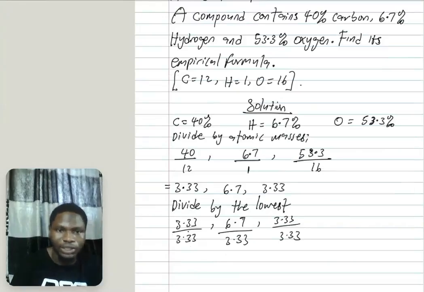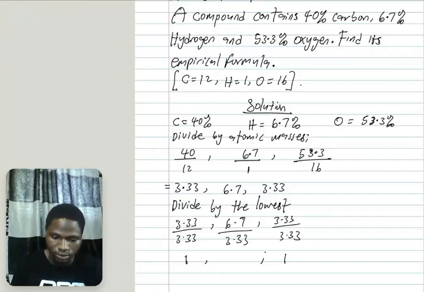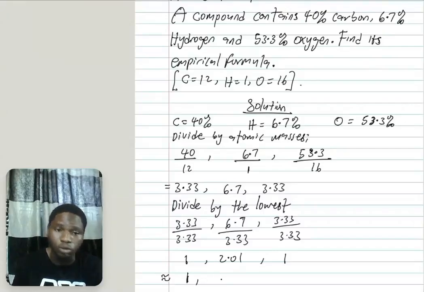So remember, this and this will give you 1. You know, they are the same thing. So let's say 6.7 divided by 3.33. What would that give us? That gives me 2.01. Now let us do some approximation. So tell me, if I have 2.01, can I approximate to 2? 100% yes. Then this is 1.